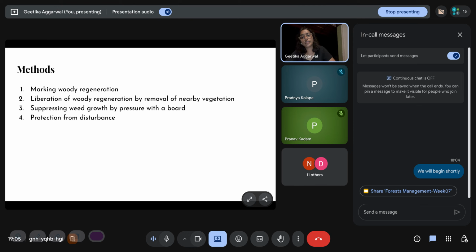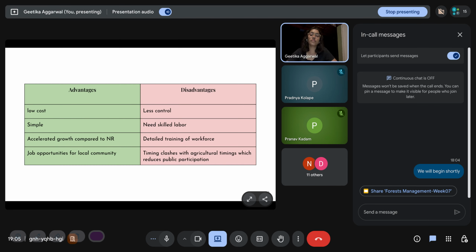You can protect from disturbance. As I said, you can demarcate the area as a no grazing zone. You can maintain and enrich the sampling, the planting. Again, this has its own advantages and disadvantages.